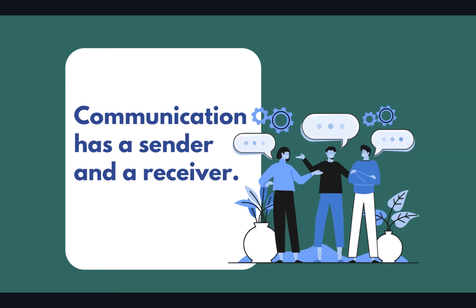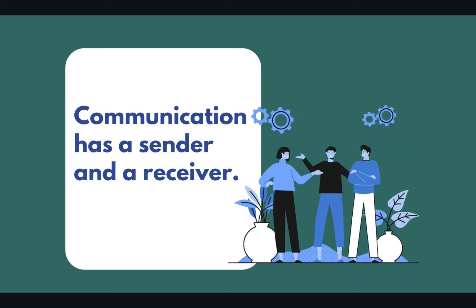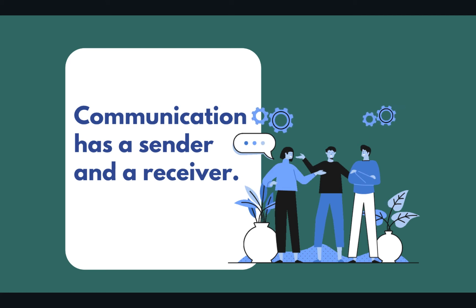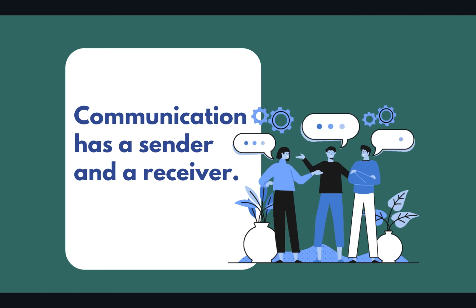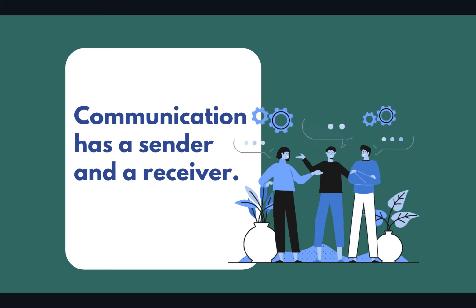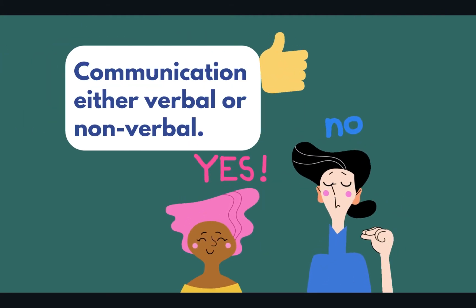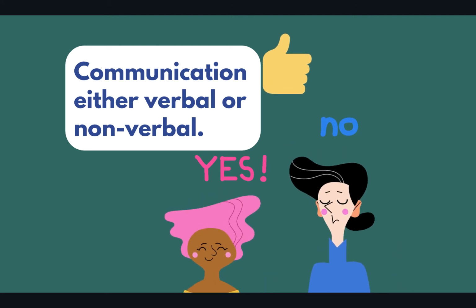Communication must have a sender and receiver because this is the only way people can connect with one another. And aside from knowing that there is a sender and a receiver in a communication, we also have to distinguish what kind of communication is occurring in a situation. So say, for example, a communication is either verbal or non-verbal.